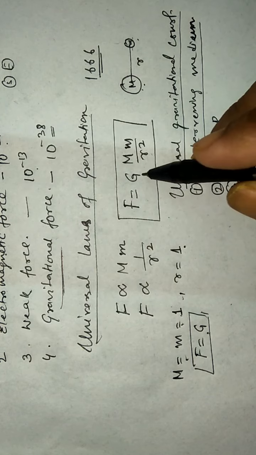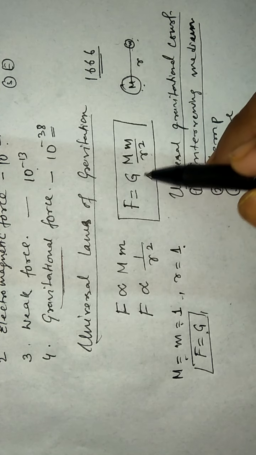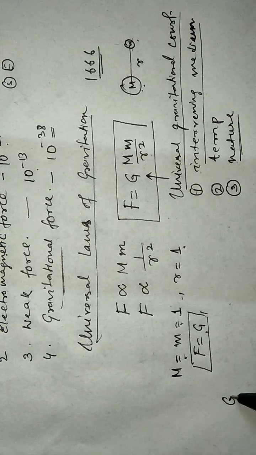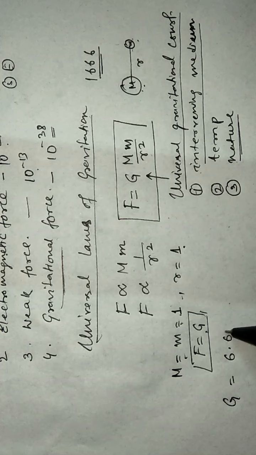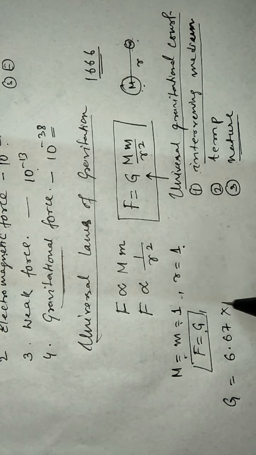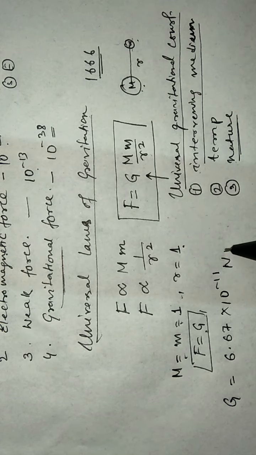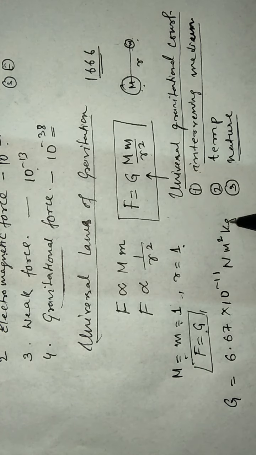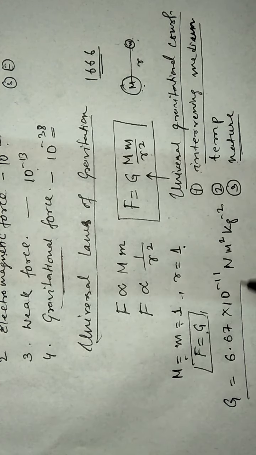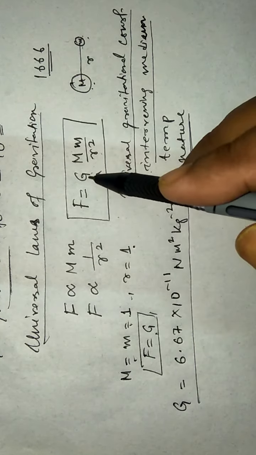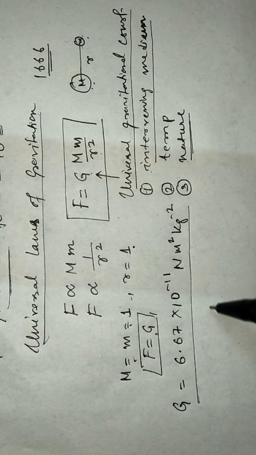Now what is the value of G? As I said, this is a universal constant. The value of G in SI unit is 6.67 into 10 to the power of minus 11 Newton meter squared kg to the power of minus 2. So this is the value of G in SI unit. And we can also write the dimension of G. How to find out the dimension of G?